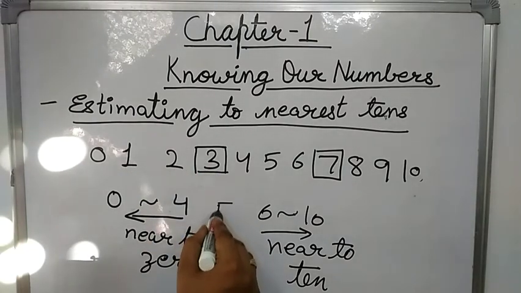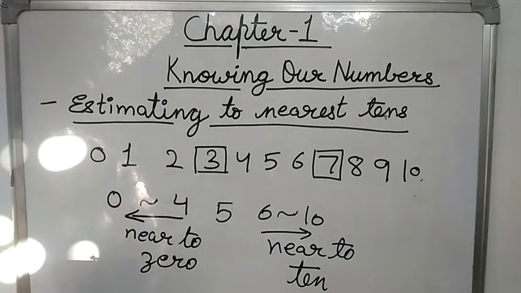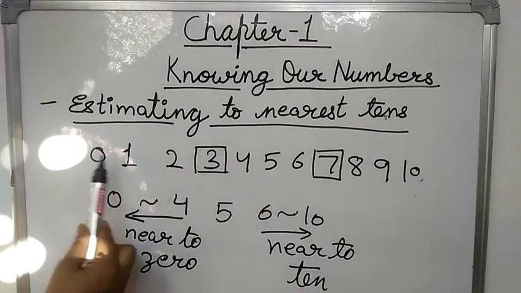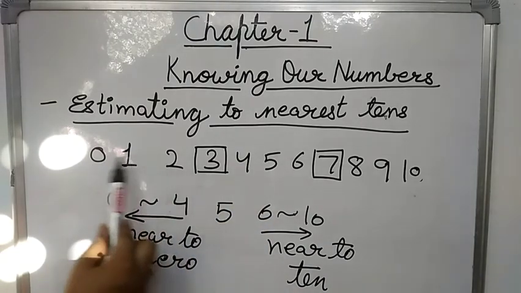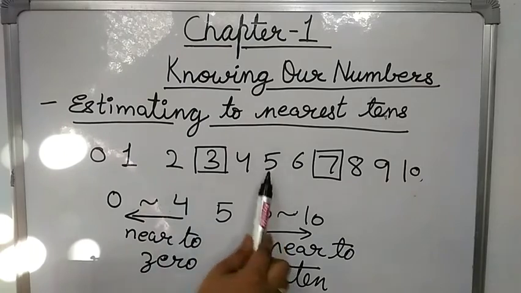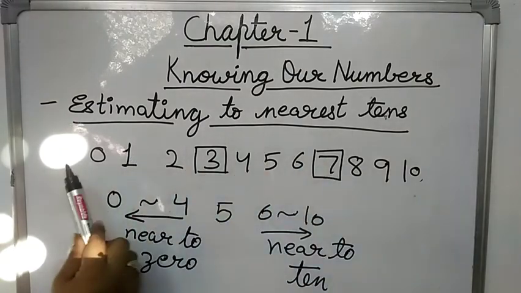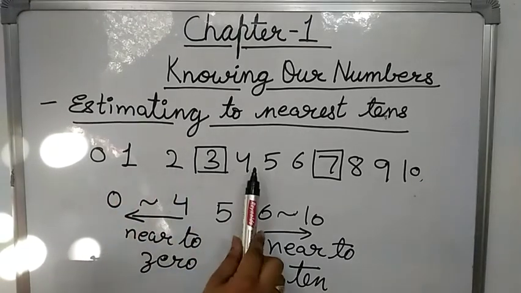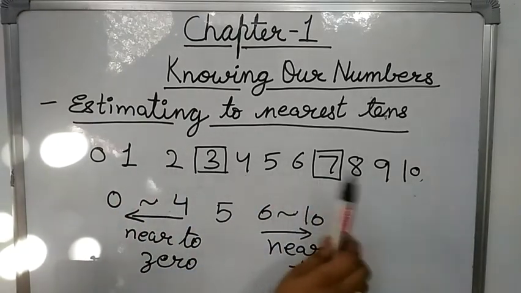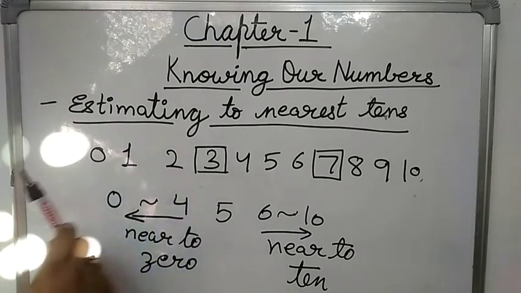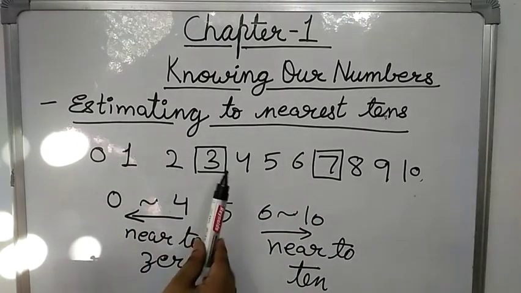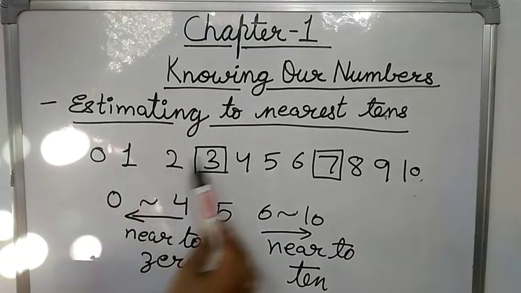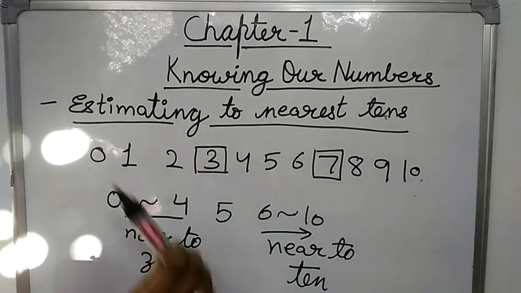Now we are left with this one number, 5. This is equidistant from 0 and 10. You can see 1 is at 1 distance, 2, 3, 4 distance, but 5 is equidistant from 0 and 10. There are 4 numbers between 0 and 5, and again there are 4 numbers between 10 and 5. So the numbers before 5 are all near to 0, and after 5 all are near to 10.